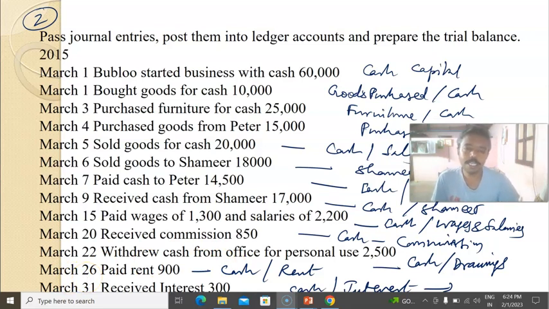I hope you understood, and you can pass the journal entries. Simultaneously, I request you all to post into ledger accounts and prepare the trial balance. Come with the answer tomorrow.